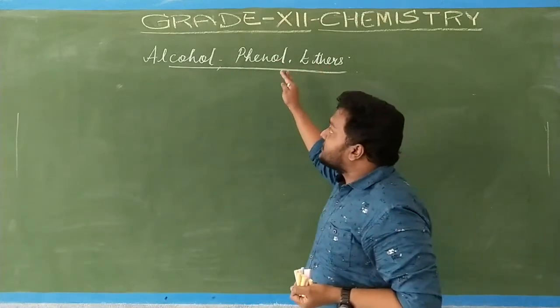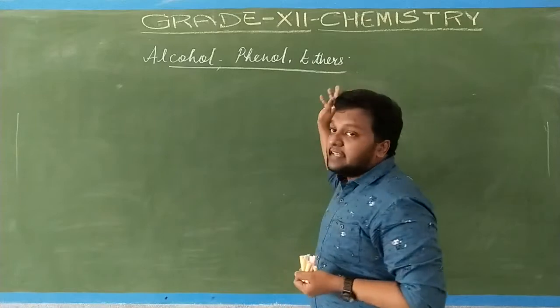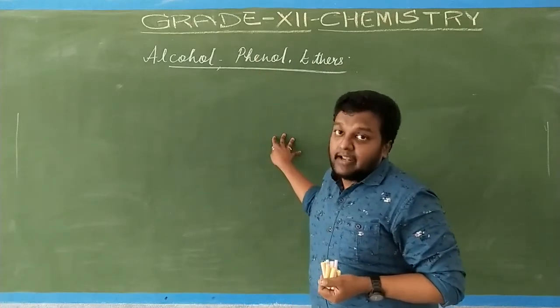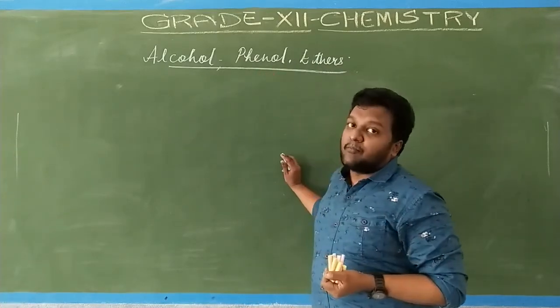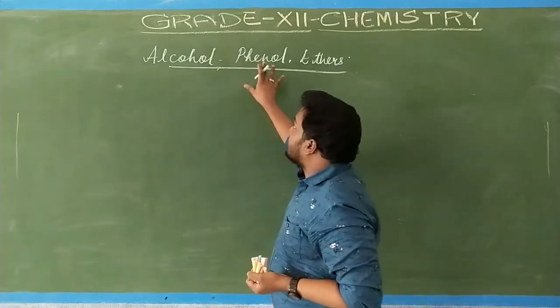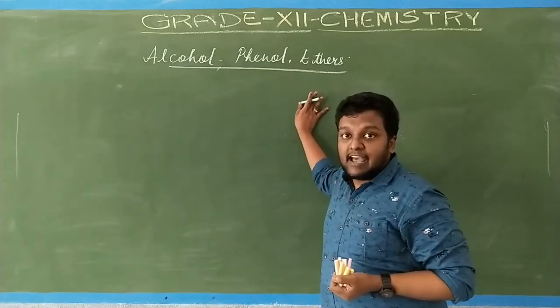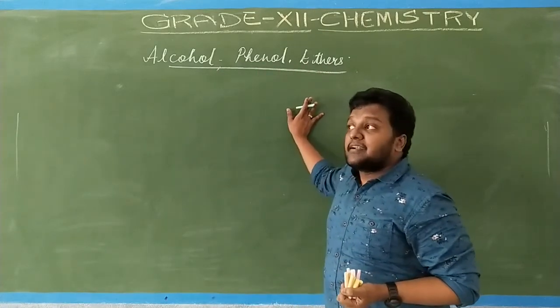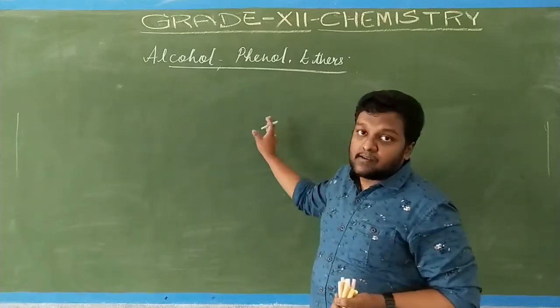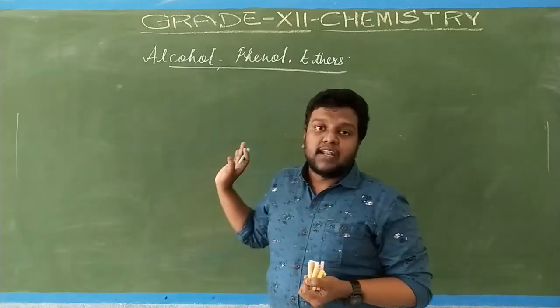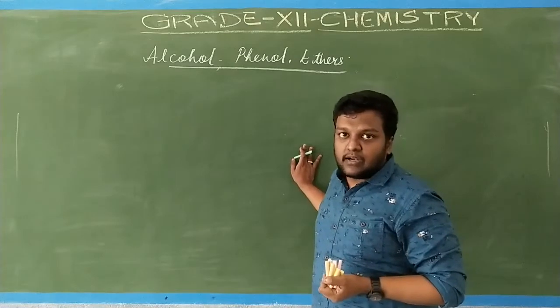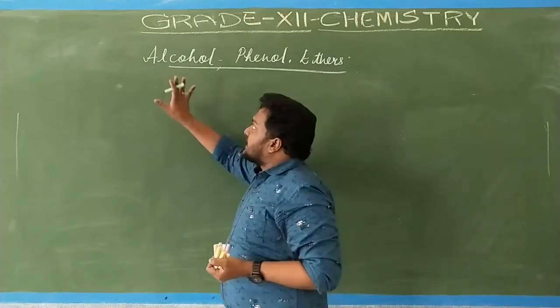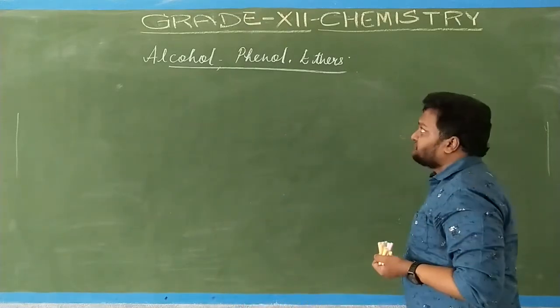Under organic chemistry, alcohols, phenols and ethers are important derivatives of organic compounds. So alcohols, phenols and ethers have been considered important constituents or derivatives of the organic compounds in the organic chemistry we are doing. Today we will start with alcohols.